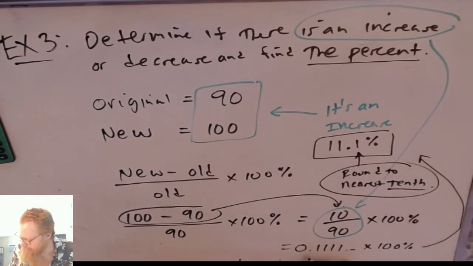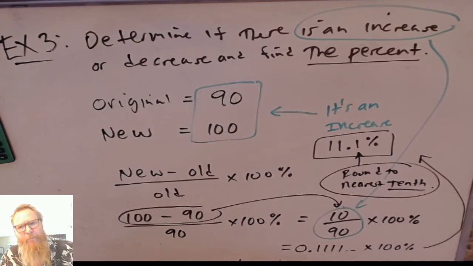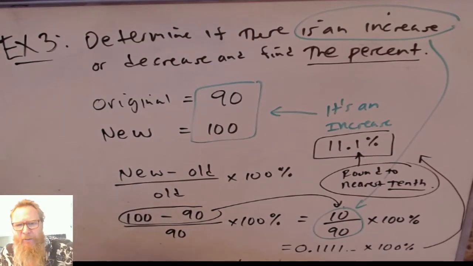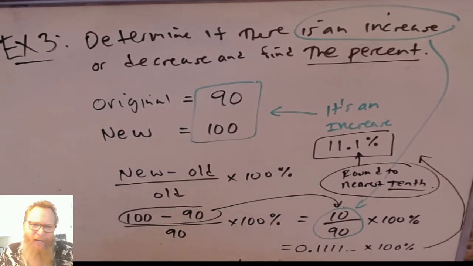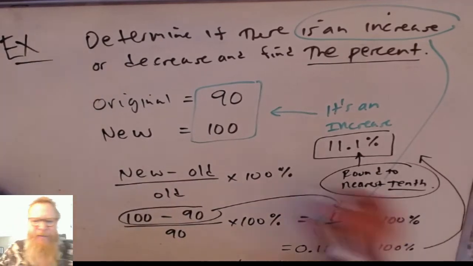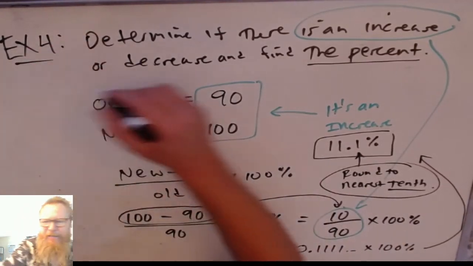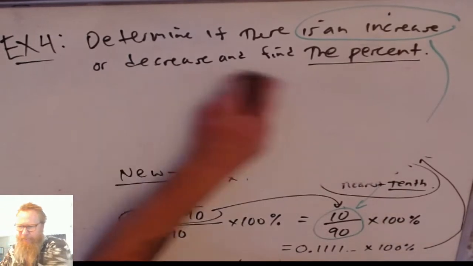11.1%. Remember, the decimal is here, and I'm moving it 2 places to the right, so that's 11.1. Okay? Now watch why this is important. You might think, well, of course I knew that was an increase, right? But there's some tricky problems out there, and that's the whole reason why I'm giving this example.